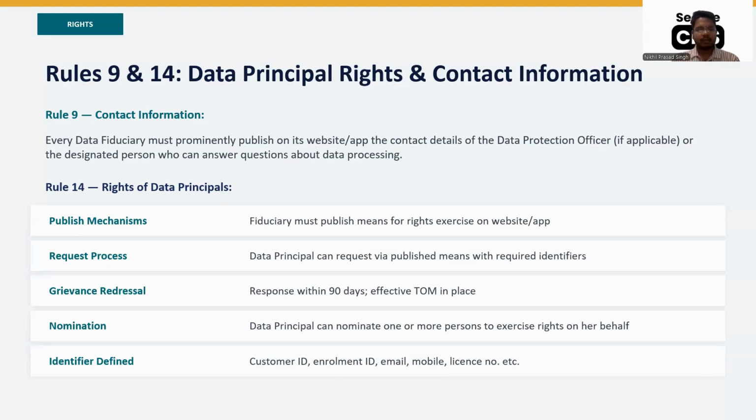Then you'll have to publish the required identifiers, like what data you are processing, how much you are processing, and for what purpose you are processing. These are the identifiers. Then comes grievance redressal. You'll have to respond to any grievance within the stipulated period of 90 days, with technical and organizational measures in place.